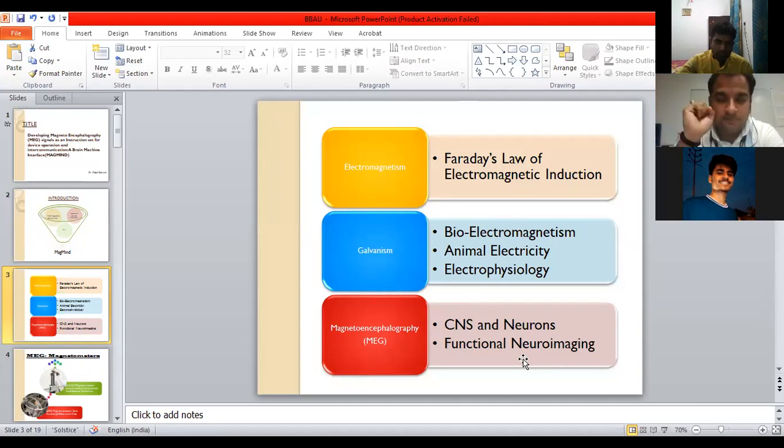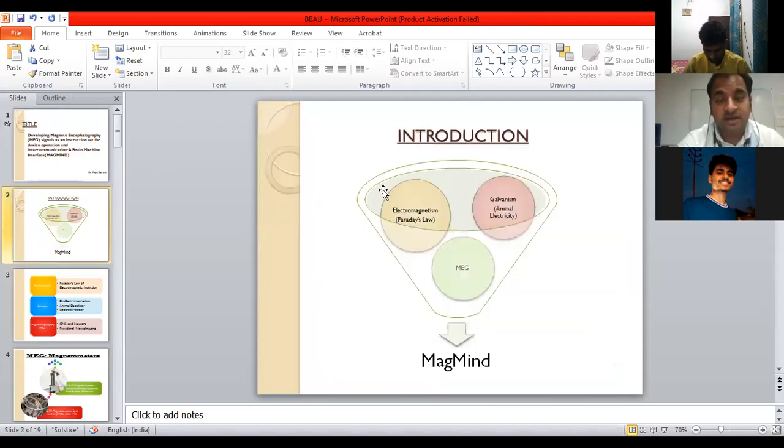Encephalo is a Latin word. What we will get is the study of the brain during its working. And how can we study the brain? Using the magnetic fields generated by it. So I've talked about that. I will explain electromagnetism and Faraday's law later.